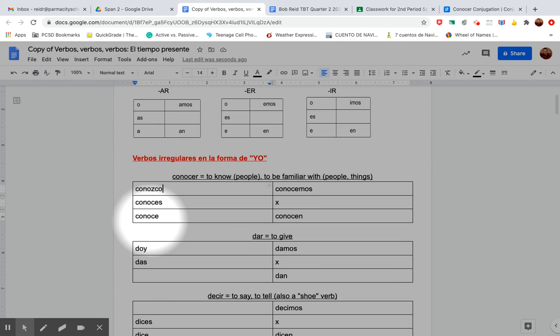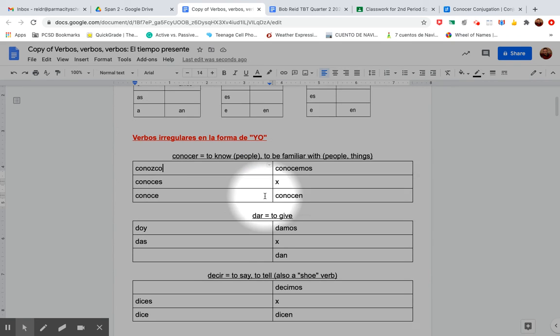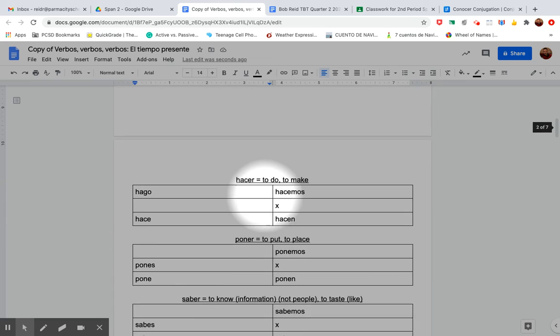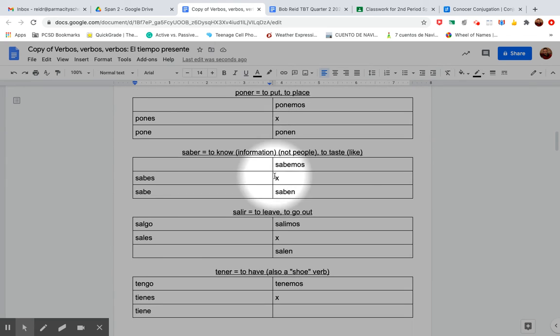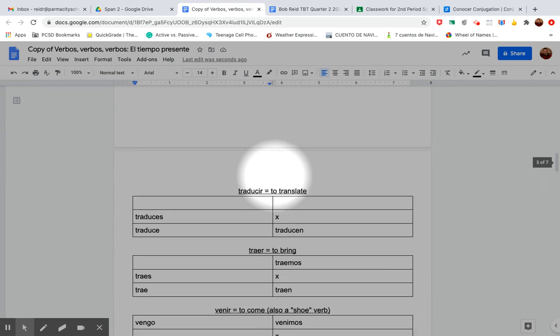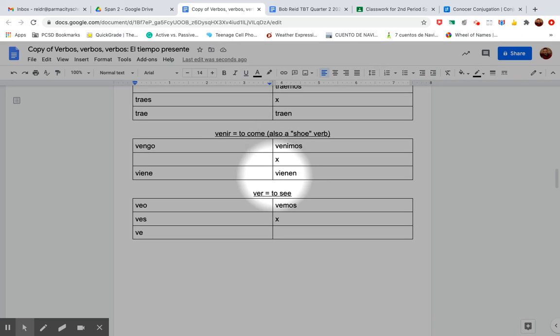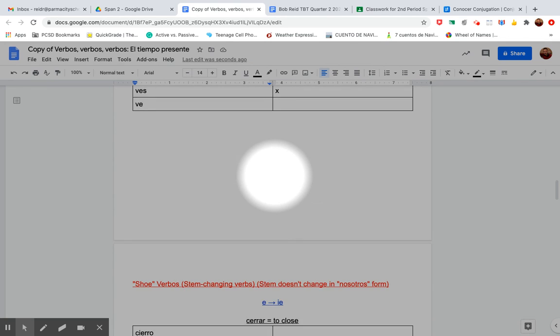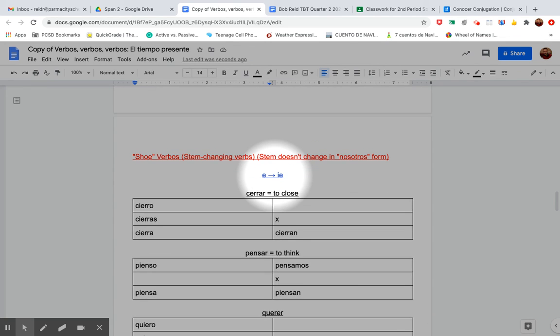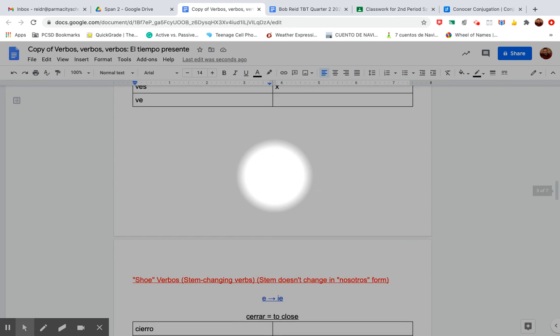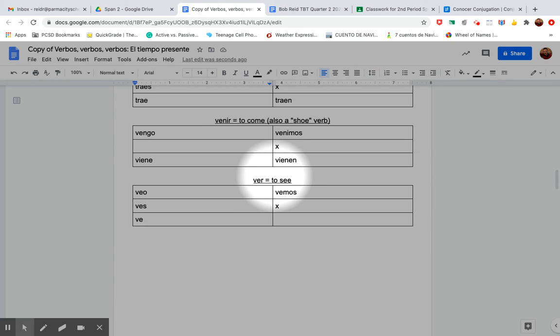So there's 12 of them that you're going to do now. There's conocer, dar, decir, hacer, poner, saber, salir, tener, traducir, traer, venir, and ver. You do not, for now, have to move on to the shoe verbs. You can take a look at them if you want, but in each one of these, there's one that's missing.